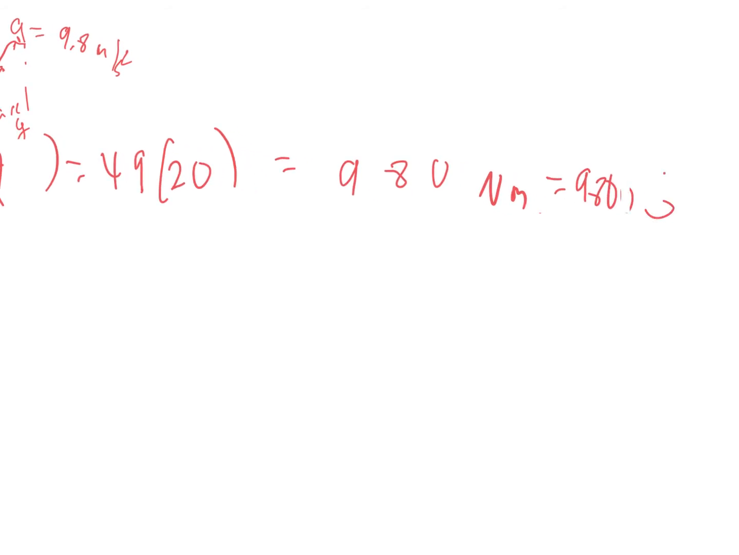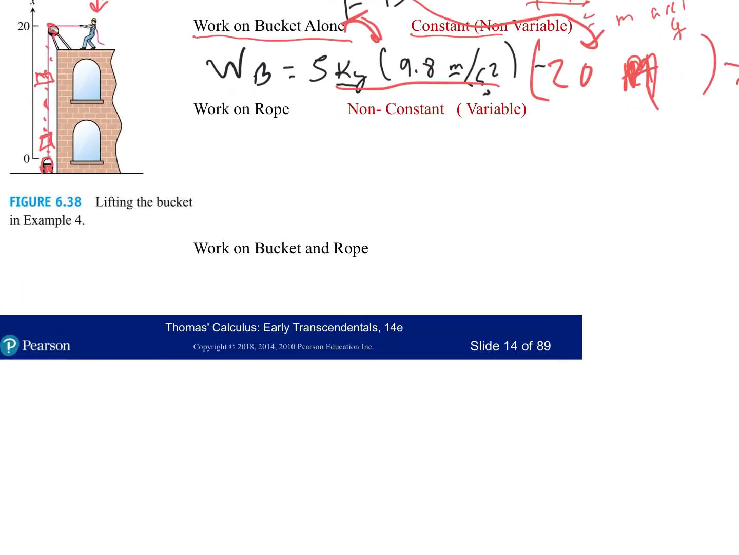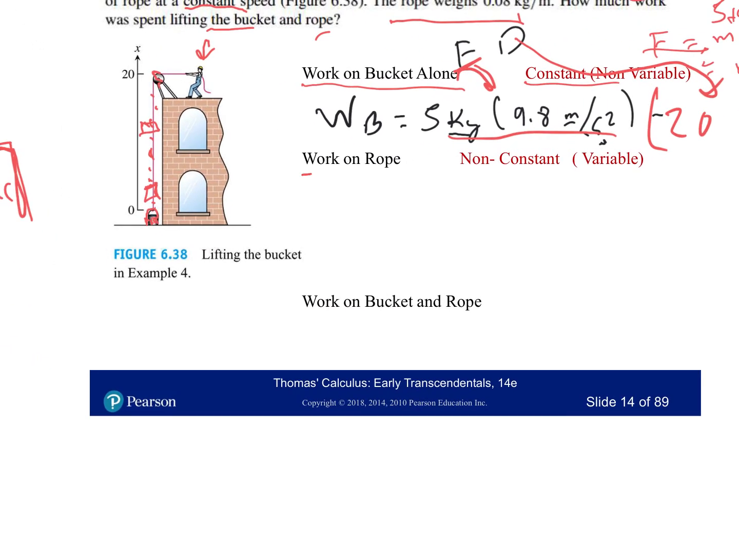All right, moving on to the rope. Now the rope is variable, non-constant. It's variable. The more rope that's still down, the more work it's going to take. This is going to require Captain Calculus. So work on the rope will be the integral from 0 to 20, because that's how much the rope is changing.